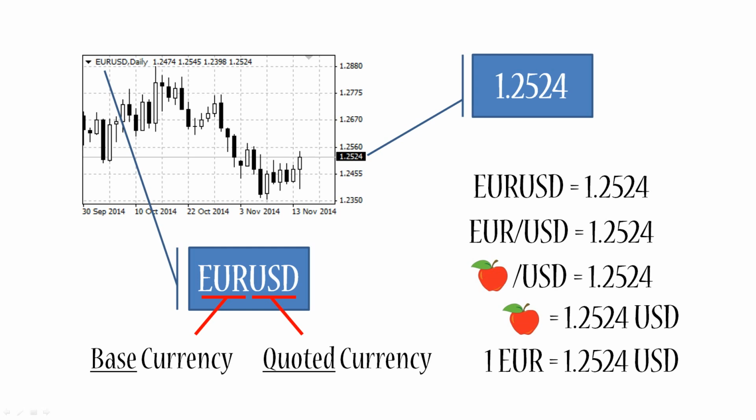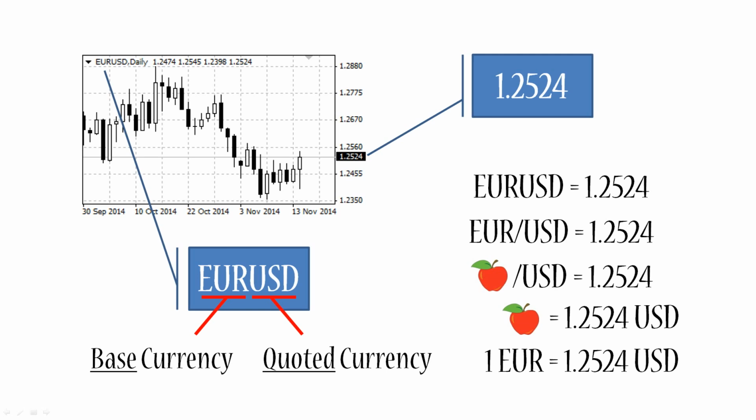So this means that at the point in time when the snapshot was taken, for 1 euro you would get 1.2524 US dollars. And conversely, to buy 1 euro you would need 1.2524 US dollars. And this principle applies to any currency pair. The chart simply expresses the value of the base currency, which is on the left, quoted in terms of the quoted currency, which is on the right. So as more candles appear throughout the day and the price changes on your chart, you always know that this is simply the price of the base currency changing in terms of the quoted currency.